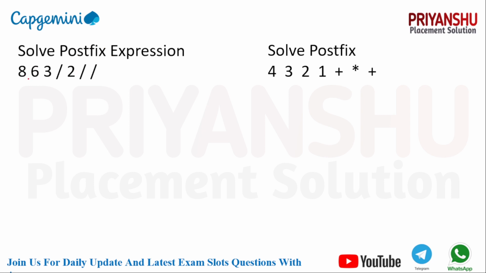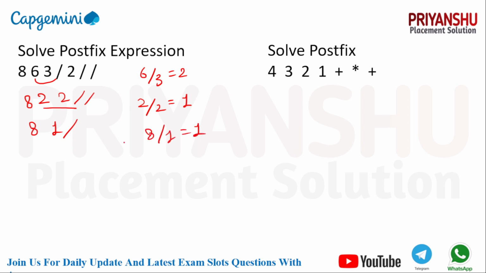So let's see. Here, 6 divided by 3 is nothing but 2, right? So 2 divide 8. Now again, this 2 and this combination, 2 divided by 2 is nothing but 1. We got 8 1 divide, it means 8 divided by 1, which is 8. Clear? So the answer is 8. Okay, let's move to the next question.